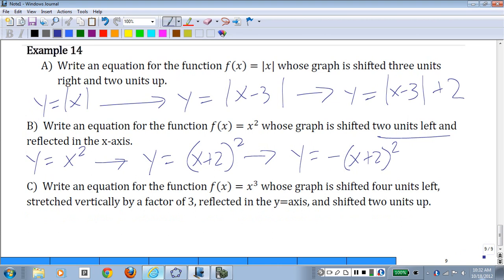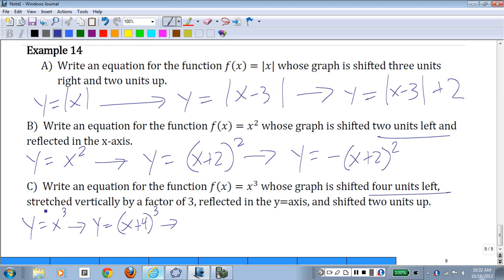And then C. A lot of things, 4 things I think, at least, that we have to do with x cubed. Y equals x cubed. First, 4 units to the left. 4 to the left. So think of it as a substitution. Pick up the x, replace with an empty set of parentheses. Inside those parentheses, how do we go 4 to the left? X plus 4.